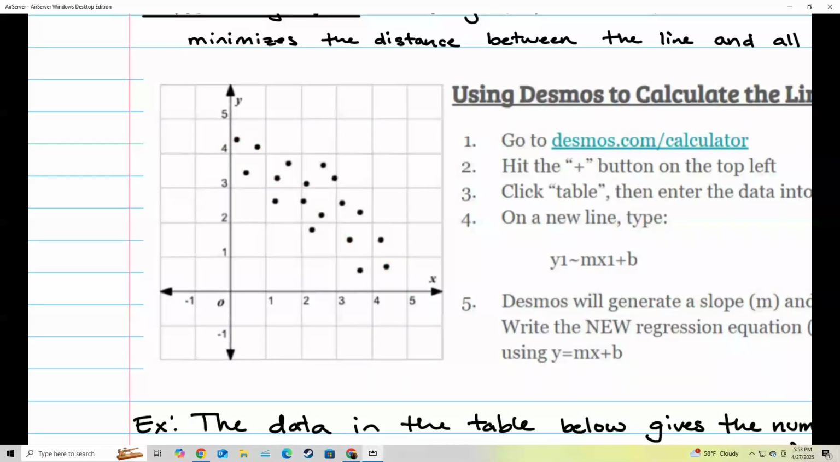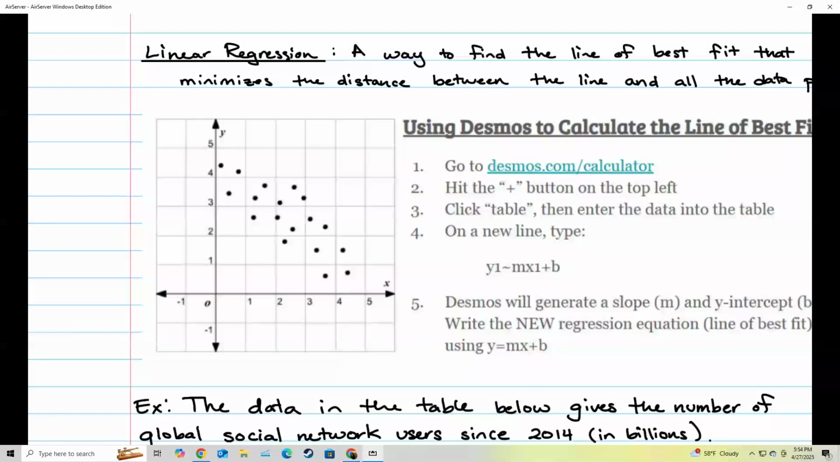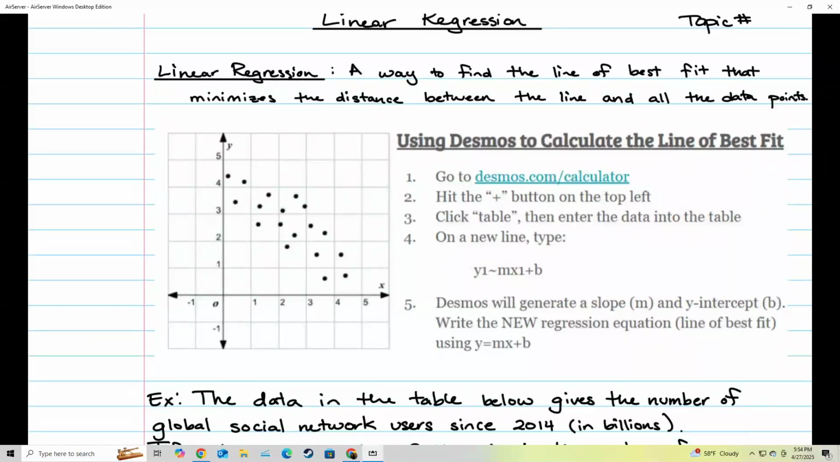So mathematically, there is a way of calculating the best line. It just takes a really long time to do by hand. So we're not going to go over exactly how to do it mathematically. What we are going to show you, however, is how to do it on your calculator. All right. And by your calculator, I mean by using Desmos.